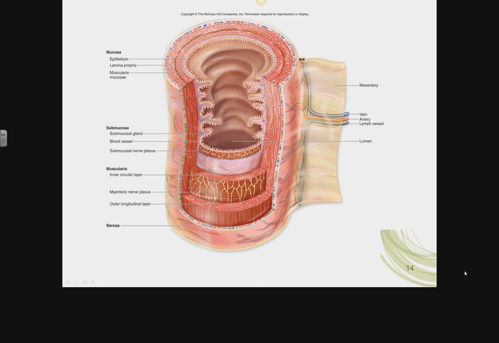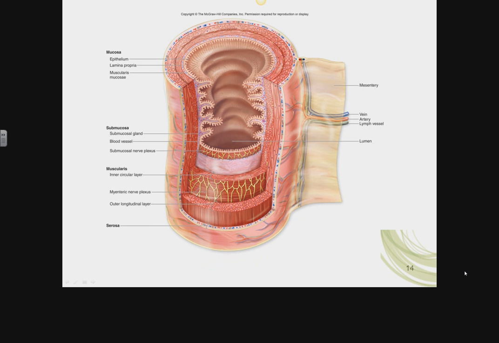Now, the epithelial layer is going to change as we go through the digestive tract. For example, in the esophagus, it's stratified squamous epithelium, but once we get to the stomach, through the large intestine, it's going to be simple columnar epithelium. When you get to the anus, it'll transition back to stratified squamous epithelium. That epithelial layer has to be anchored to the underlying layers by a lamina propria, or a sheet of connective tissue, in this case, areolar connective tissue. And then we have the muscularis mucosae.